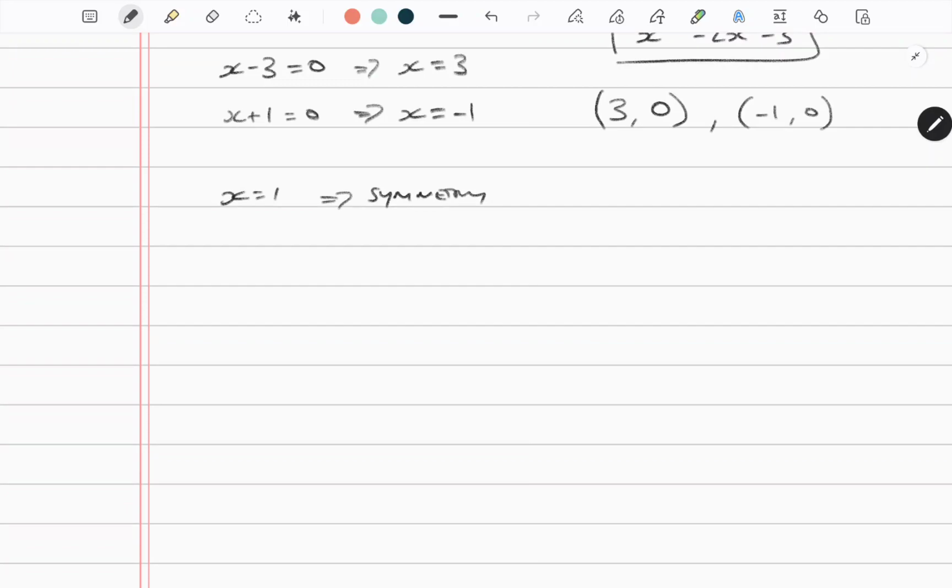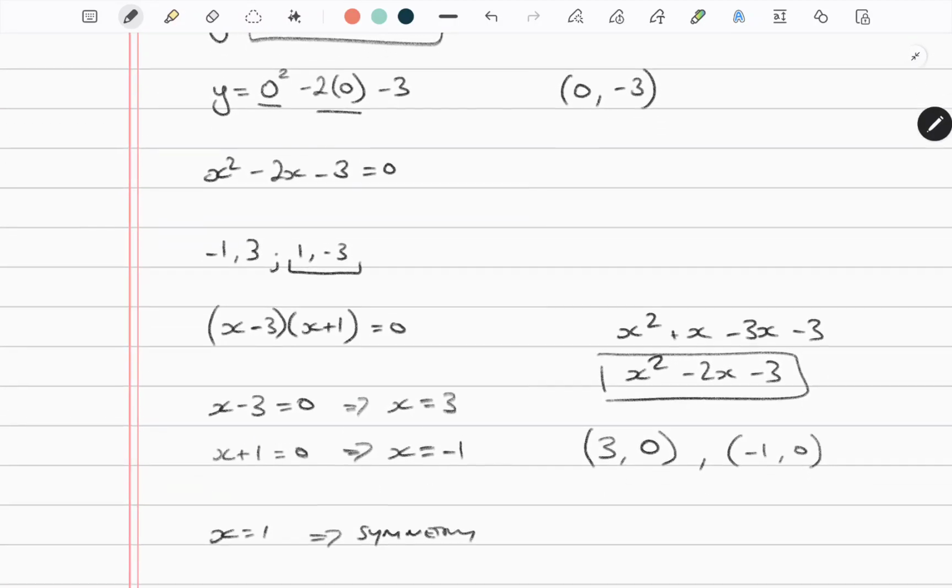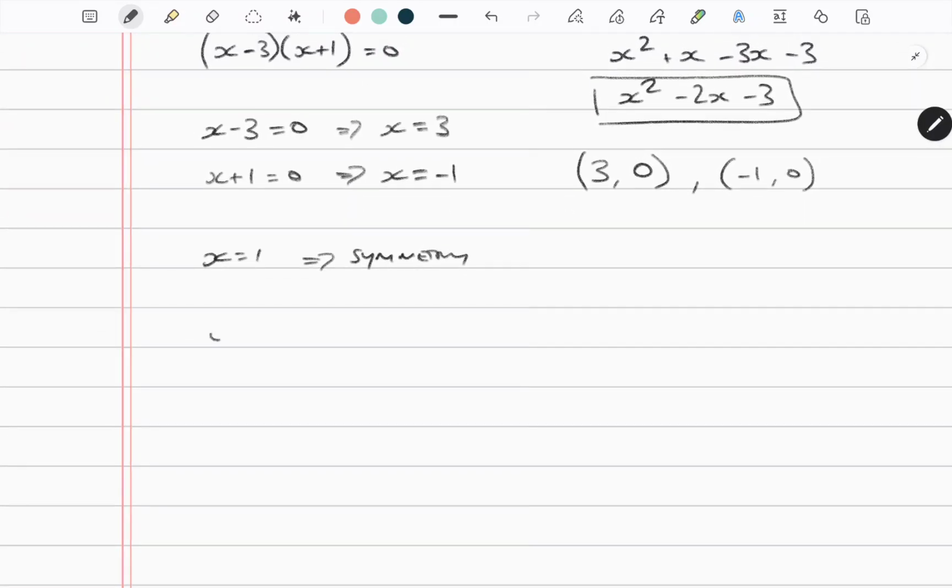Whenever x equals 1, we can plug 1 into this equation here. So y is equal to 1 squared minus 2 multiplied by 1 minus 3. This will give us, sorry, minus 4. So another point we have here, this will be the vertex, 1 and minus 4.